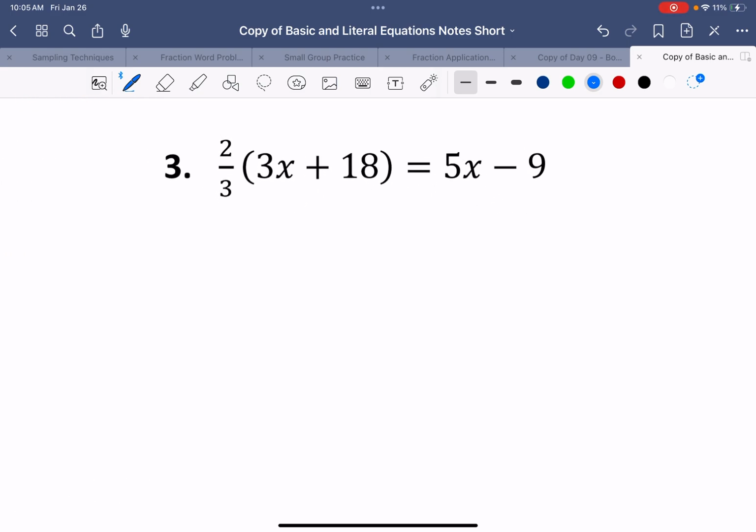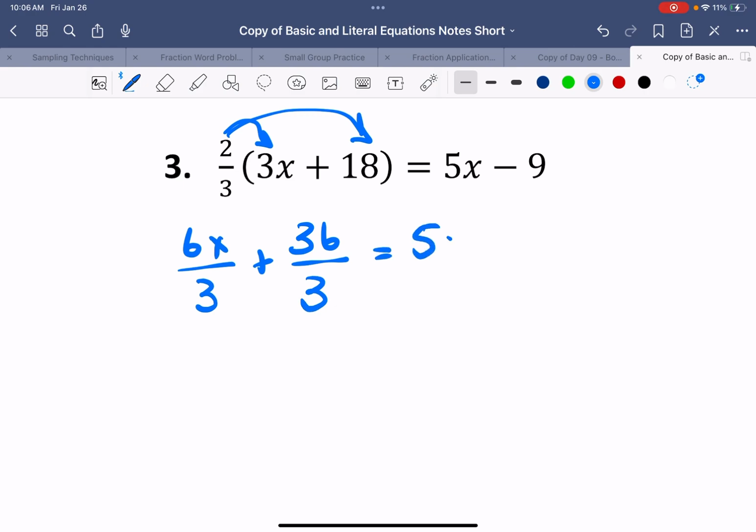Number 2, don't let fractions scare you, okay? We did them before last unit. So we're still going to distribute 2/3 times 3x. Well, I can multiply across. I would get 6x over 3 plus, just multiply across, 18 times 2 is 36 over 3 equals 5x minus 9. All right, when I do this, 6 divided by 3 right here is 2x, plus 36 divided by 3 is, if you put it in your calculator, 12. Oh, that works out quite nicely, right?